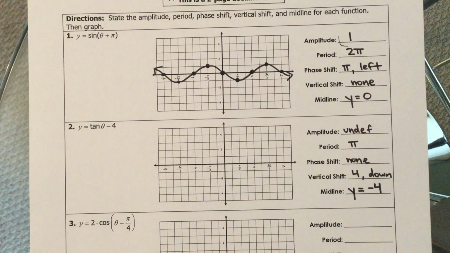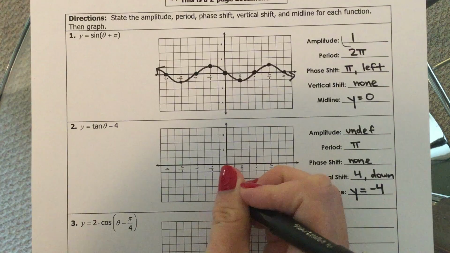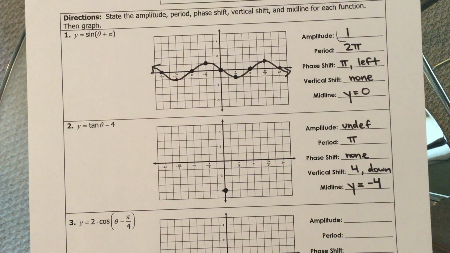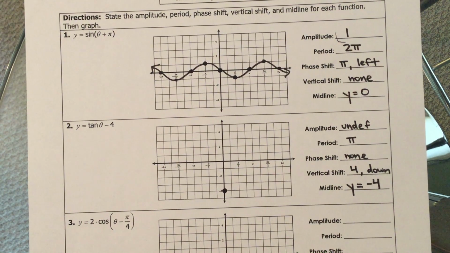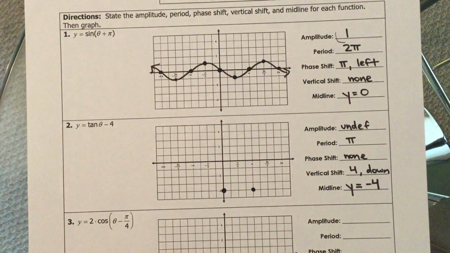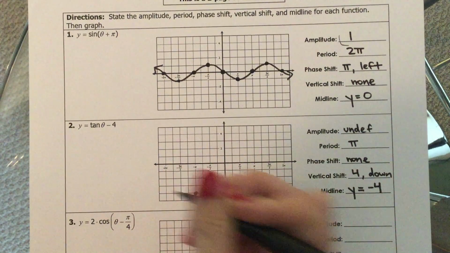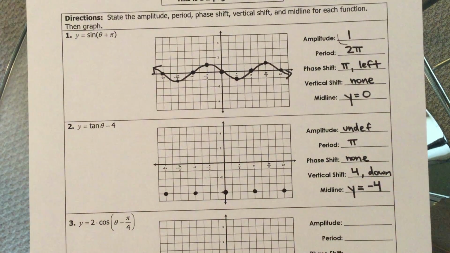All right, so where our tangent would normally have x-intercepts, it's now going to intersect that midline, right? So tangent would normally intersect right at the origin. So instead of intersecting right at the origin, it's going to intersect down here. And it would normally intersect at every multiple of pi, right? So instead of intersecting the x-axis, it would intersect the midline here, and here, and here, and here. So that's at every multiple of pi.